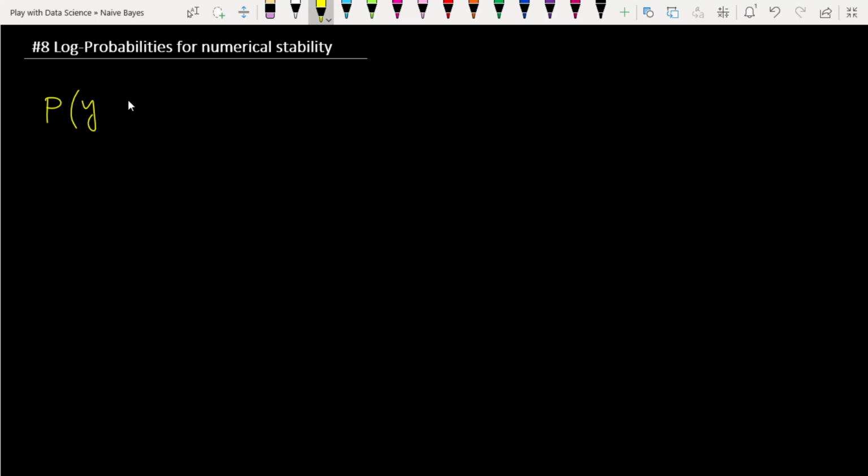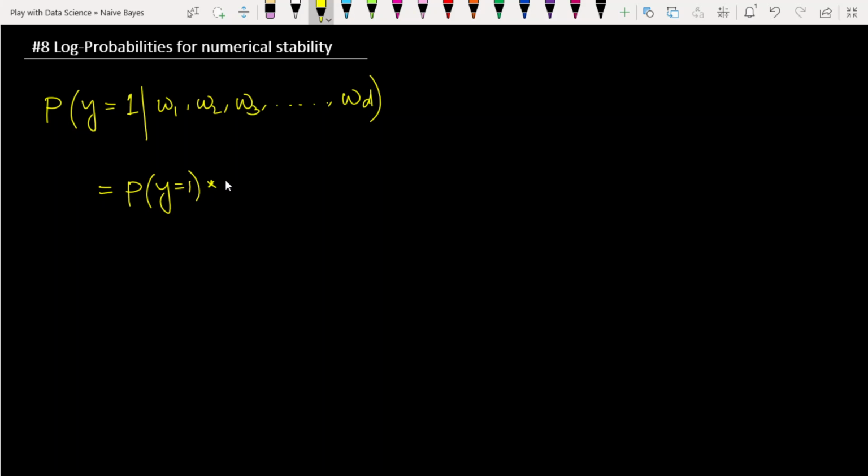Suppose we are interested in calculating the probability of class 1 for a given data point from a given data set. Let's take our data point as w1, w2, w3 up to wd. So what is this probability? This probability is the multiplication of two kinds of probabilities. The first one is the prior for the class, that is probability of y equals 1.